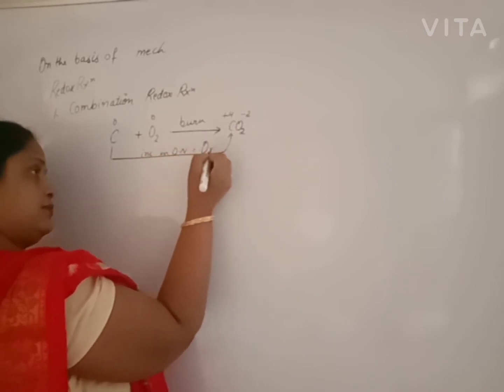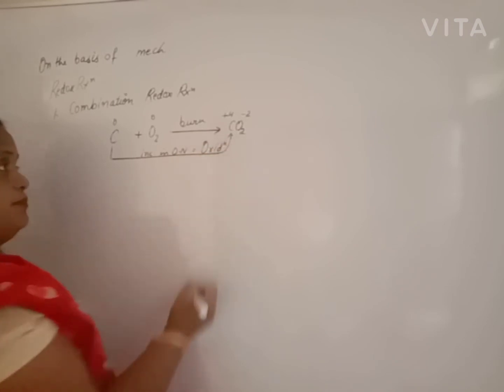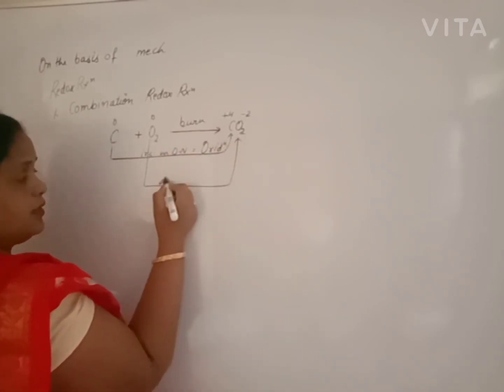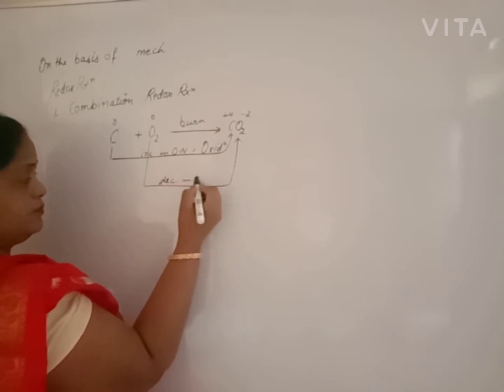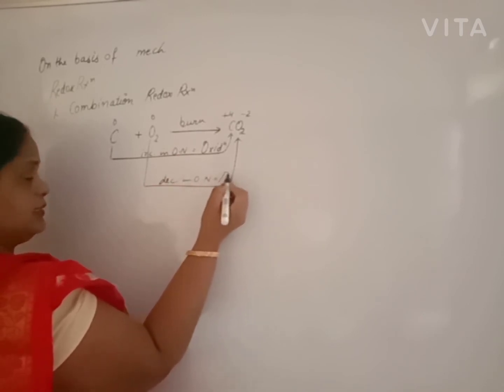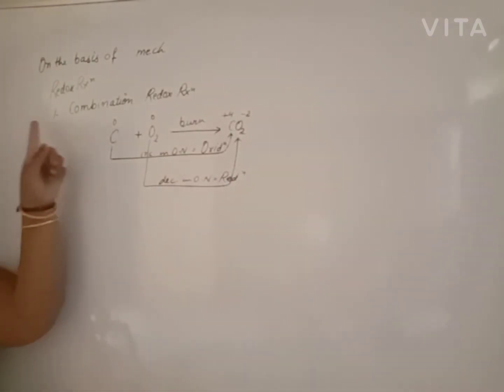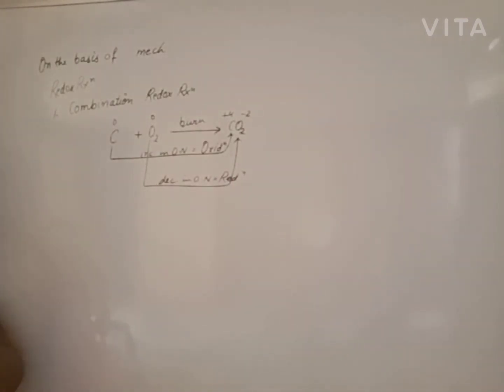That is known as oxidation. Beta, 0 to -2, decrease in oxidation number, that is reduction. That means combination redox reaction is the reaction in which 2 or more elements or compounds combine together and undergo change in oxidation state or oxidation number.